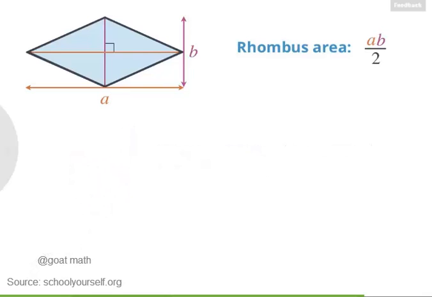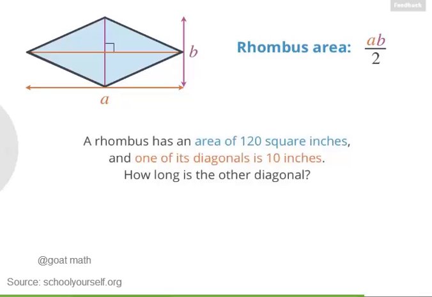Let's finish this lesson with one more question. Suppose you know a rhombus has an area of 120 square inches, and you also know that one of its diagonals is 10 inches long. Try using this information to determine the length of the other diagonal.